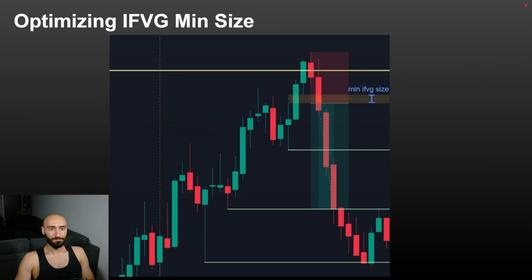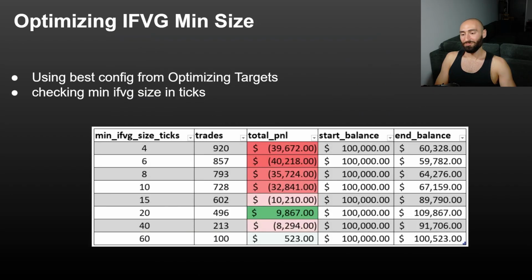Now, what else can we optimize, right? This one's real simple. The minimum inverse fair value gap size. I had it at 12. I thought maybe that's too small. Maybe a bigger number would do better. And what do we get? One green again. One in the green.